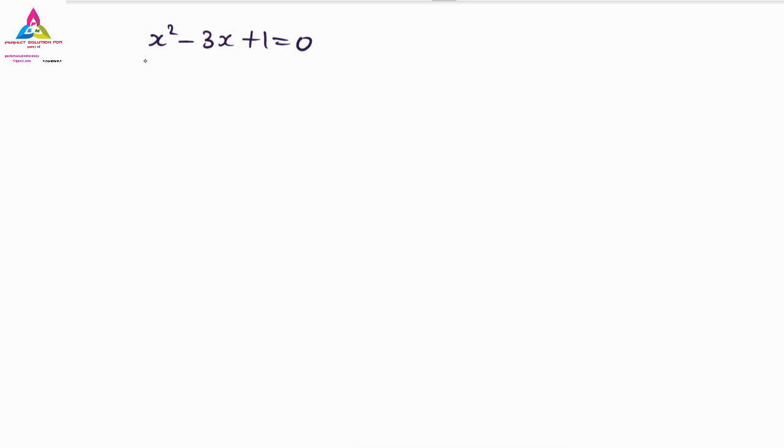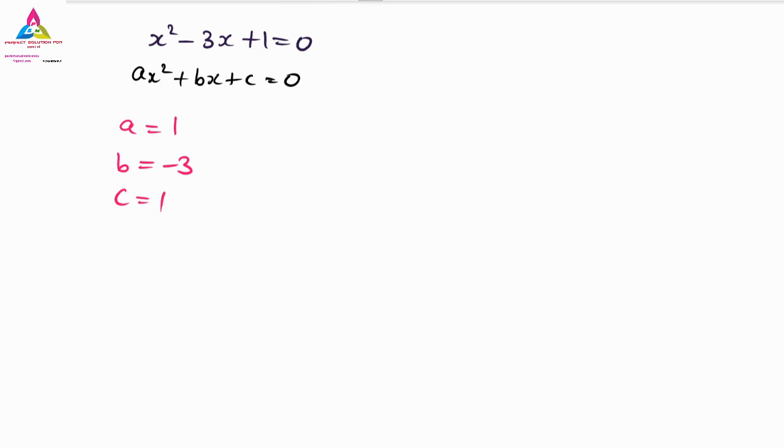x square minus 3x plus 1 is equal to 0. This is the question. Here you have to find the value of x within 30 seconds. Here the equation is in the form ax square plus bx plus c is equal to 0. So the a, b, c values are important. What is the a value? Disha also finished. The a value is 1, the b value is minus 3 and the c value is 1.